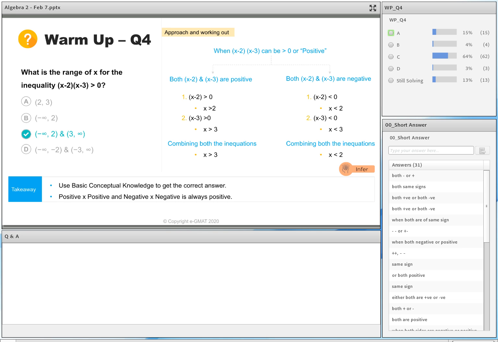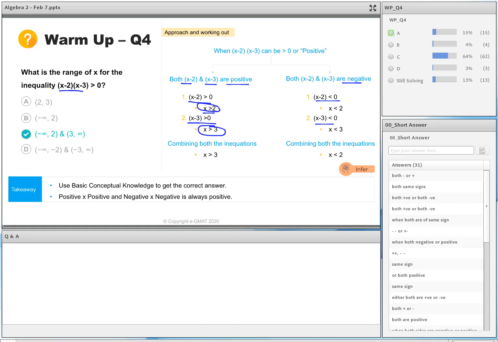Now I have this inequality. I need to find out the range of x. You people told me that both can either be positive or negative. So both x minus 2 and x minus 3 are positive in nature or both are negative in nature. If both are positive in nature, then x minus 2 is greater than 0 or x is greater than 2. If both are negative in nature, then x minus 2 and x minus 3 both are less than 0. In the first case, if x minus 2 is greater than 0, x is greater than 2, and if x minus 3 is greater than 0, x is greater than 3.